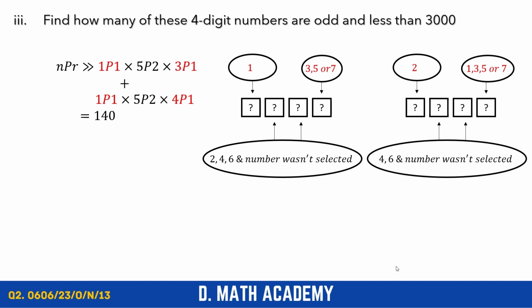For the other combination, we selected 2 as the first digit. As for the last digit, we have 4 options, which is 1, 3, 5, or 7, so we have 4P1 to represent that. And the center value, same thing, we have 5P2. Add these 2 up, and you will get the result as 140.